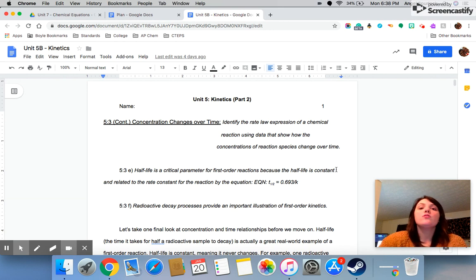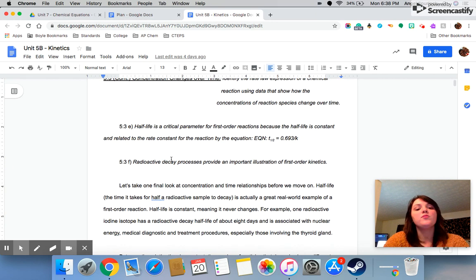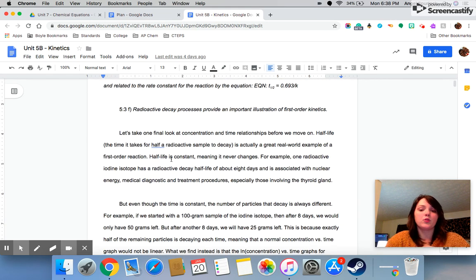To start off Part 2 of our notes, we actually need to finish up 5.3 from the other notes. In 5.3, really what we're going to be looking at is the fact that half-life can be looked at through a first-order reaction, and it works within our kinetics idea, okay?